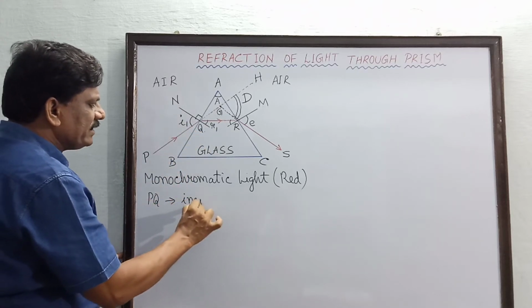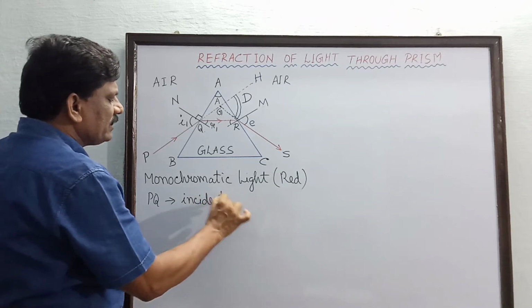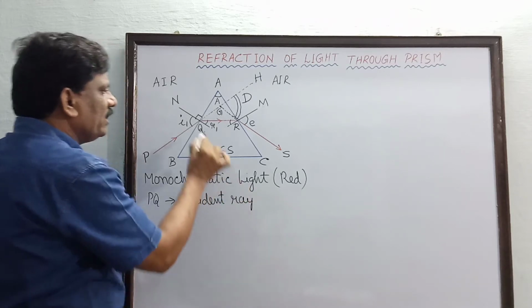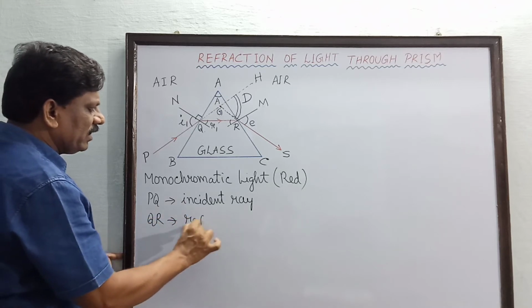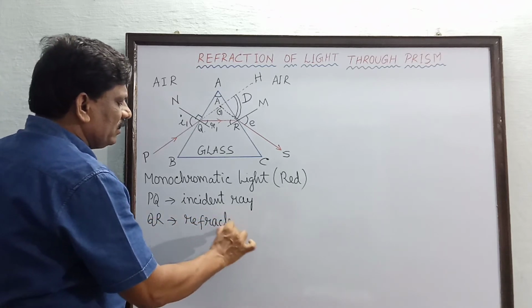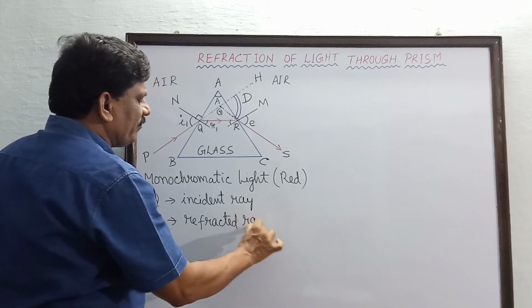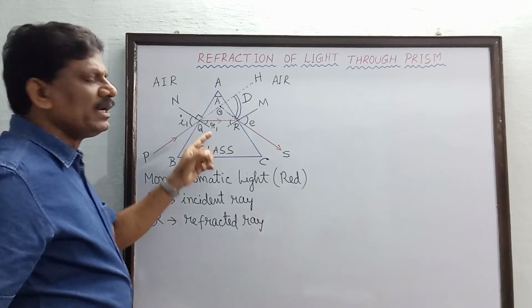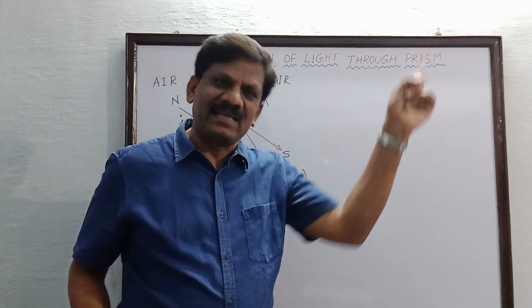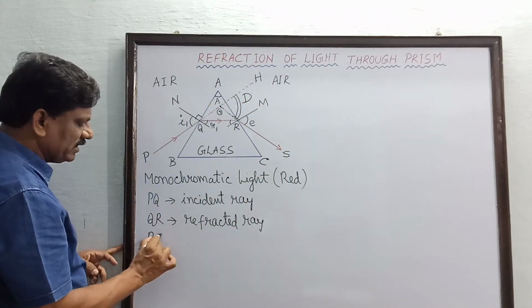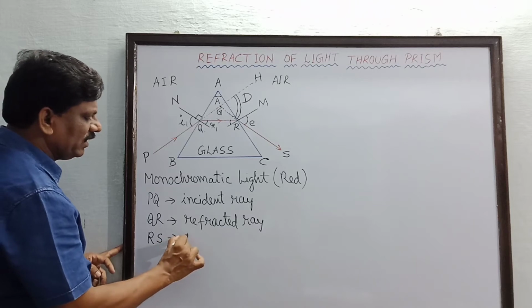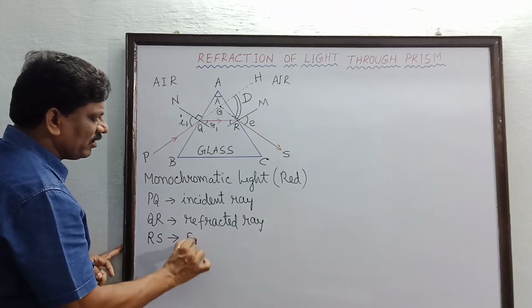Incident ray. Okay. This is the incident ray. And QR is called the refracted ray, that is, the refracted ray for the first surface. But QR is also the incident ray for the second refraction, is it not? And RS is the finally emergent ray.